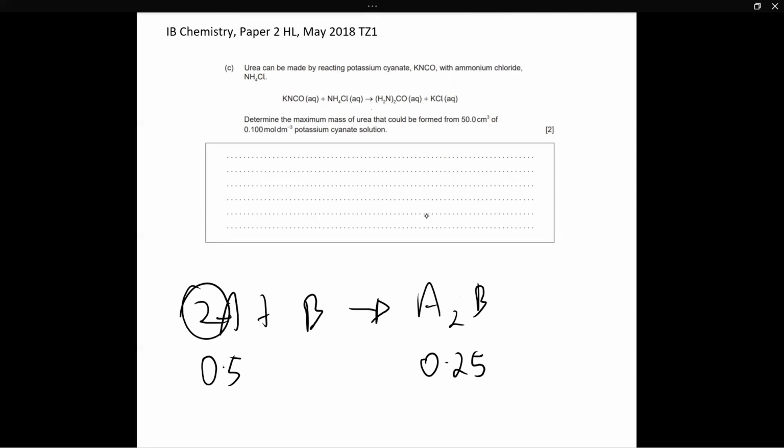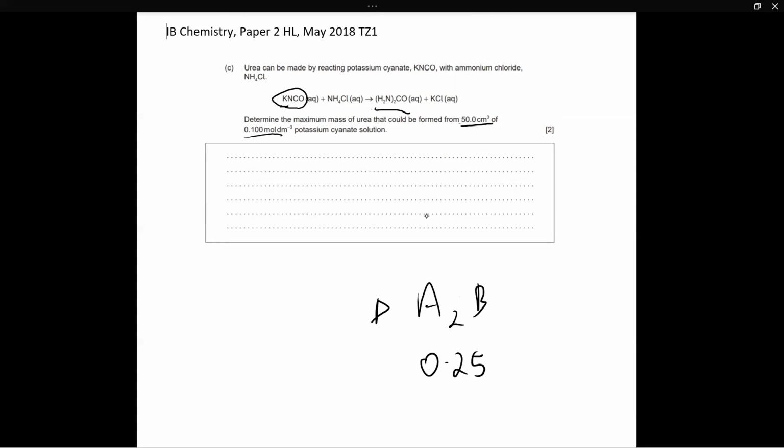And it's a very similar case in the question as well, where they have told us that KNCO, potassium cyanate, is of a certain quantity. We have to determine the moles. And then from that, we have to determine how much urea can be formed using this information. And I'm going to show you how to do that.